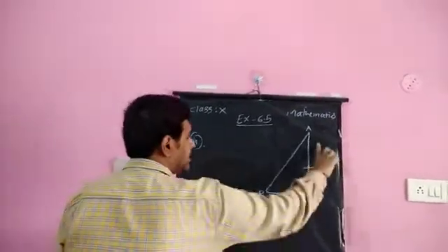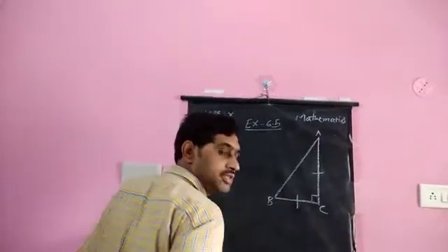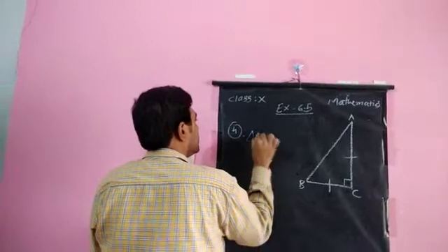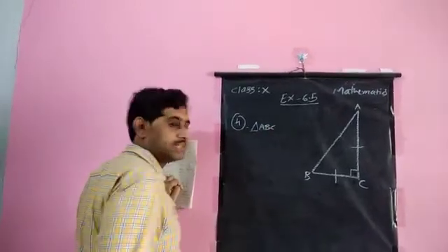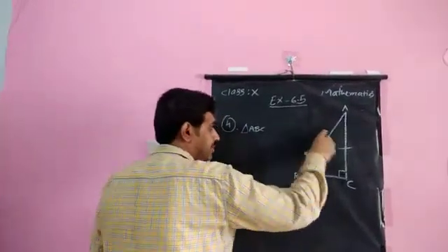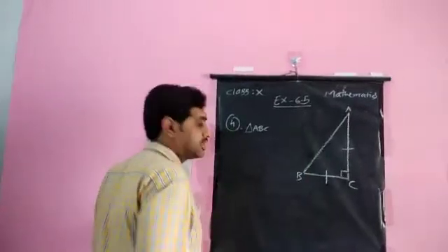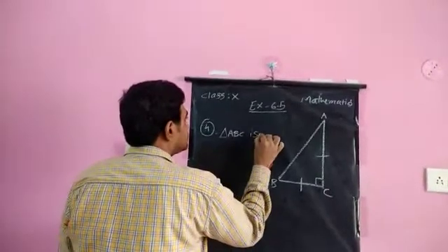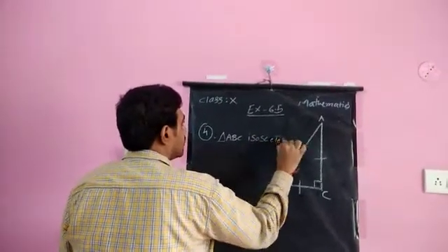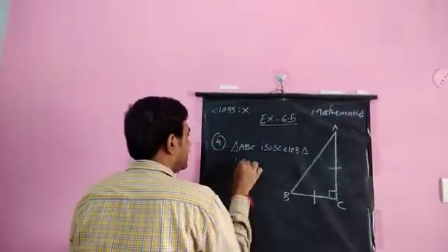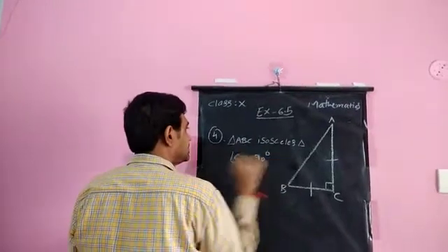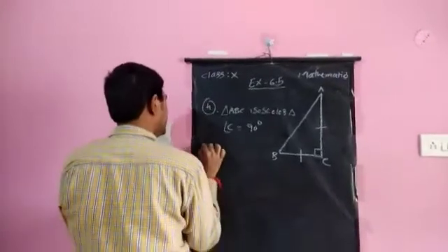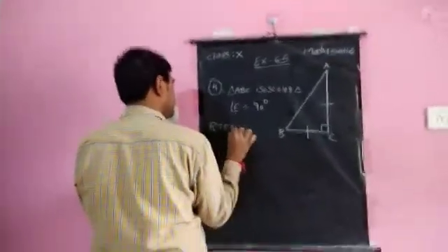The question didn't say that AC equals BC. He just said that ABC is an isosceles triangle. In an isosceles triangle, any two sides are equal. Out of these three sides, one is the hypotenuse, which is the longest side. The remaining two sides will be equal to each other. Isosceles triangle where angle C equals 90 degrees, that is given to us.